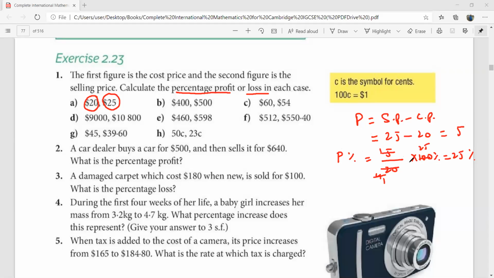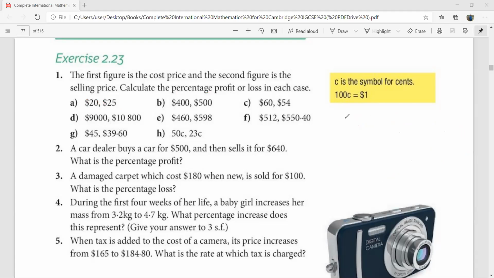Now look at this, maybe the D part. Let me clear all of this. If you look at the D part now, guys, it says the first one is a cost price. I think that is a profit situation again. Where do we have the loss? Yeah, the H part. Okay, look at the H part.